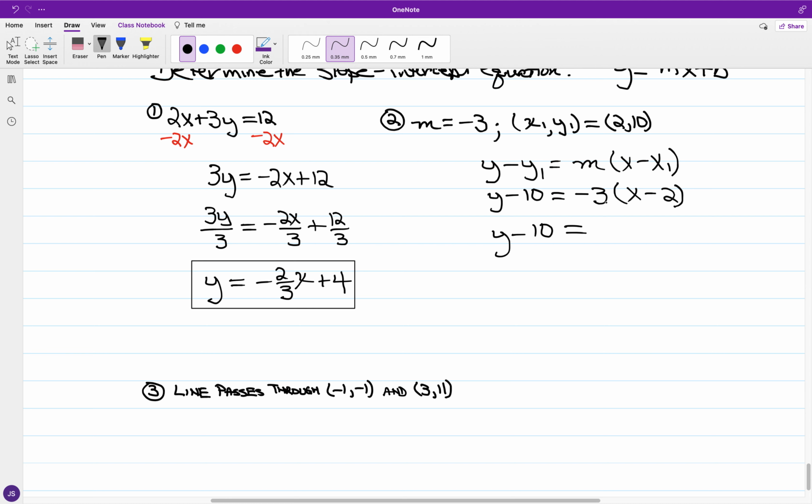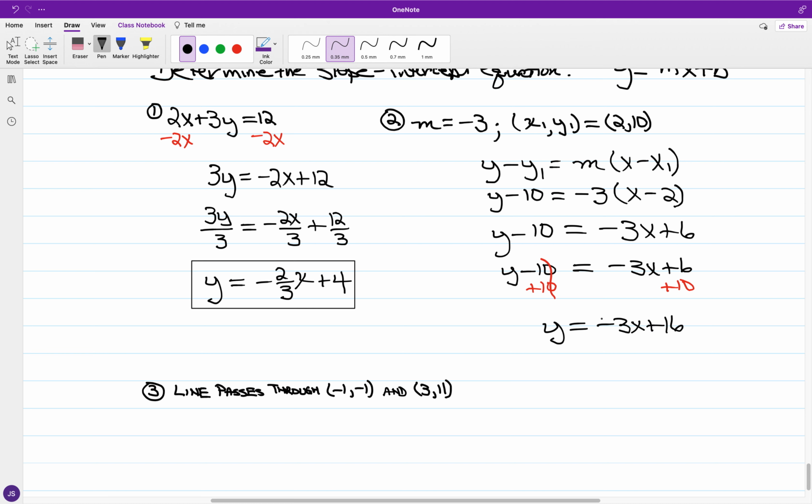So upon distributing -3 over the binomial x minus 2, we have -3x plus 6, and getting y by itself upon adding 10 to both sides. And so it's going to follow that y is equal to -3x plus 16.